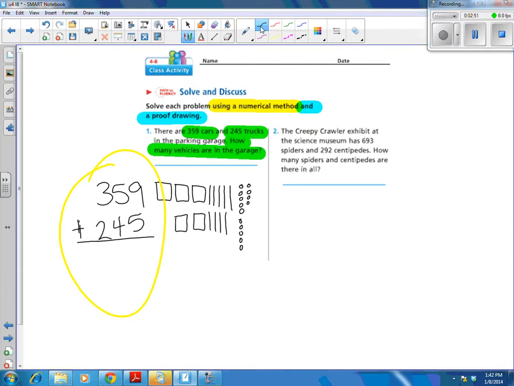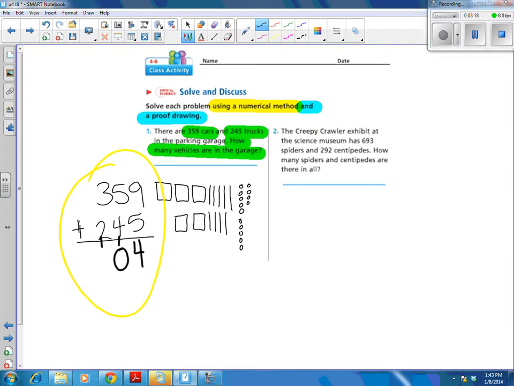So I've got 9 ones plus 5 ones. 9 ones plus 5 ones is 14 ones. So I'm going to put the 4 below, carry the 1, because in 14 there's 1 10 and 4 ones. Now I've got 5 10s plus 4 10s plus 1 10. 5 10s plus 4 is 9 10s plus 1 more is 10 10s. So I'm going to put my 0 below and carry my 1.